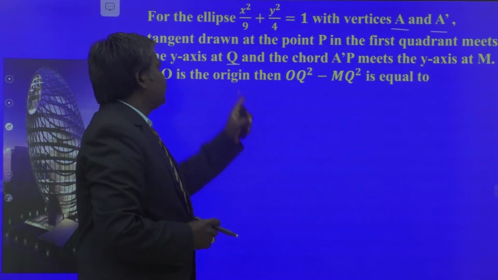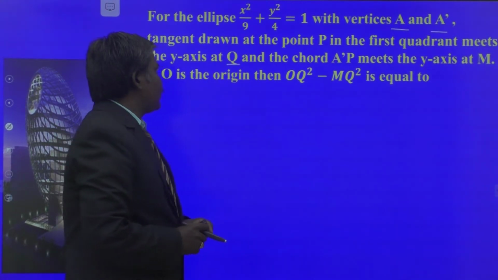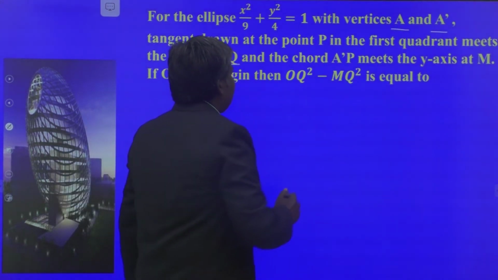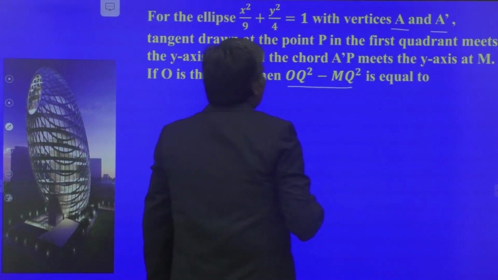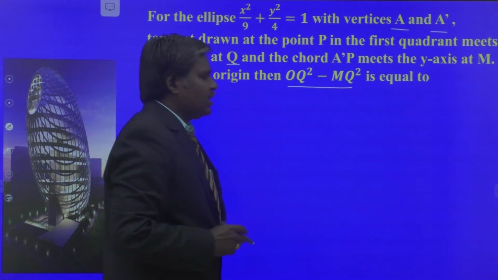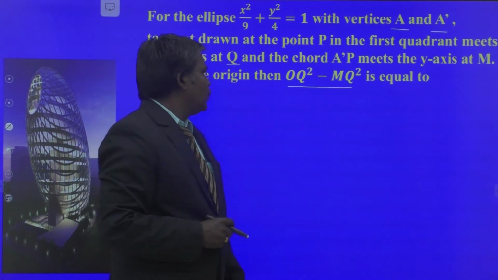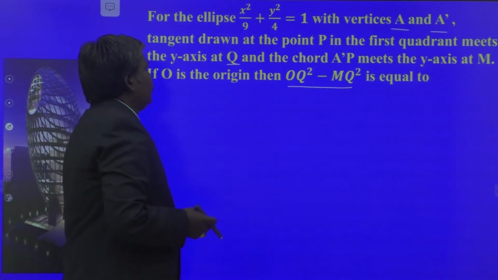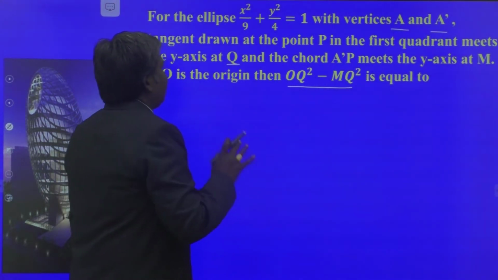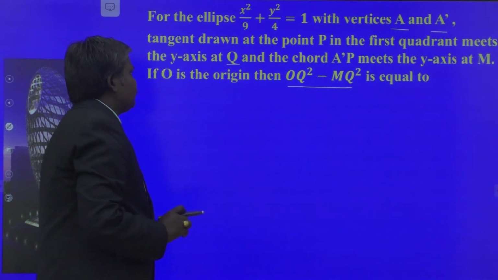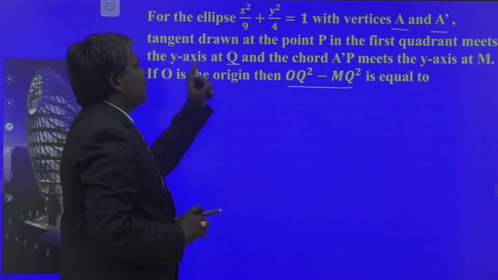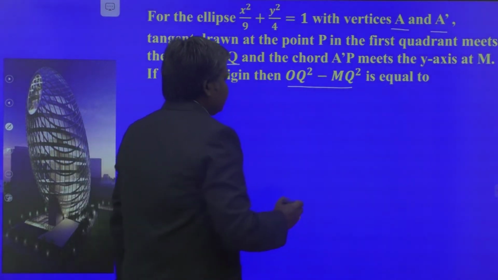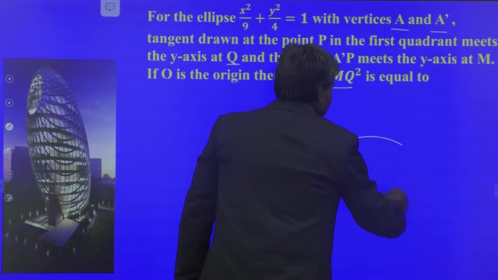O is the origin, that is nothing but the center of our ellipse x square by 9 plus y square by 4 equal to 1. Then we have to find out the value of OQ square minus MQ square, that is what they are asking. So we will try to draw the figure by reading step by step. X square by 9 plus y square by 4 equal to 1 is your ellipse. That is the a greater than b case. So this is your ellipse.